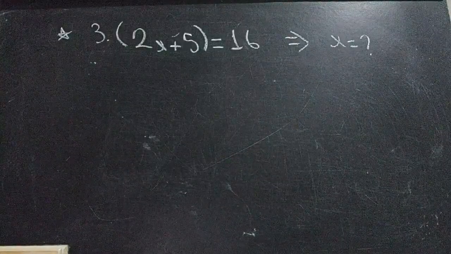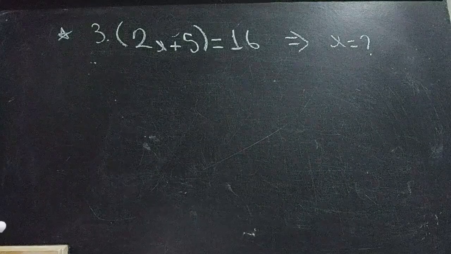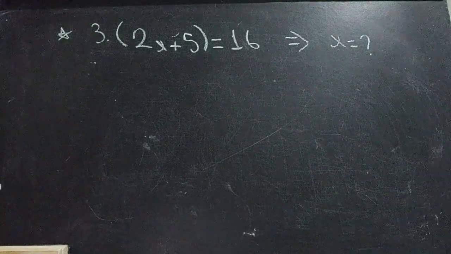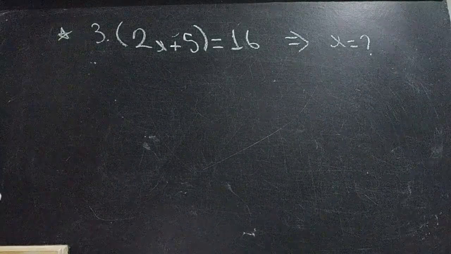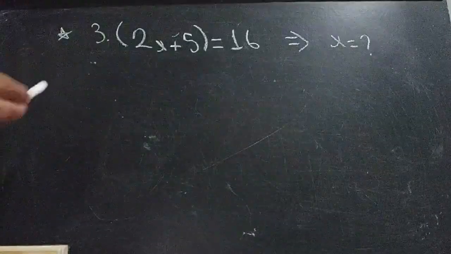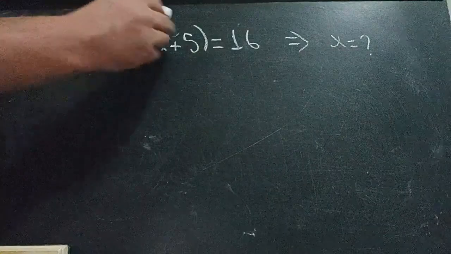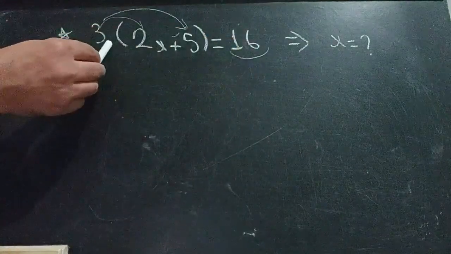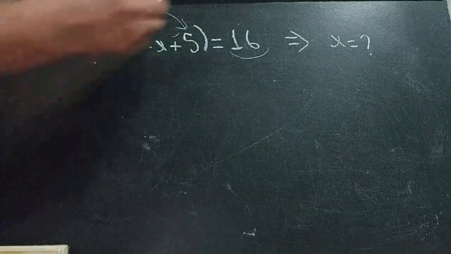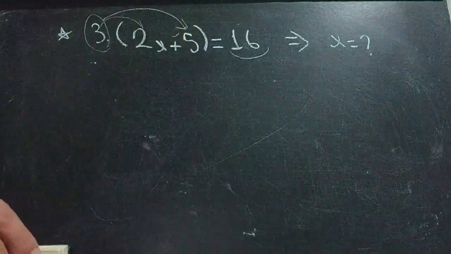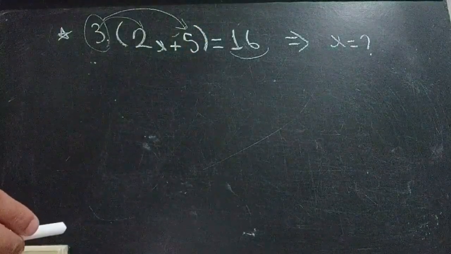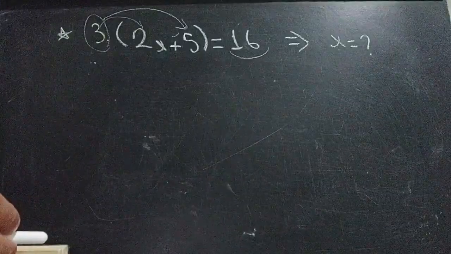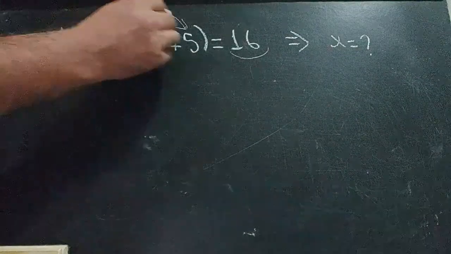So let's have a look at this question now. I told you we have two methods, and it is up to you to use any of them. But for this question, opening the bracket is going to be easier because 16 is not divisible by 3. If you send this 3 to the other side as division, you are going to deal with fractions. So if you don't want to deal with fractions, just open the bracket.